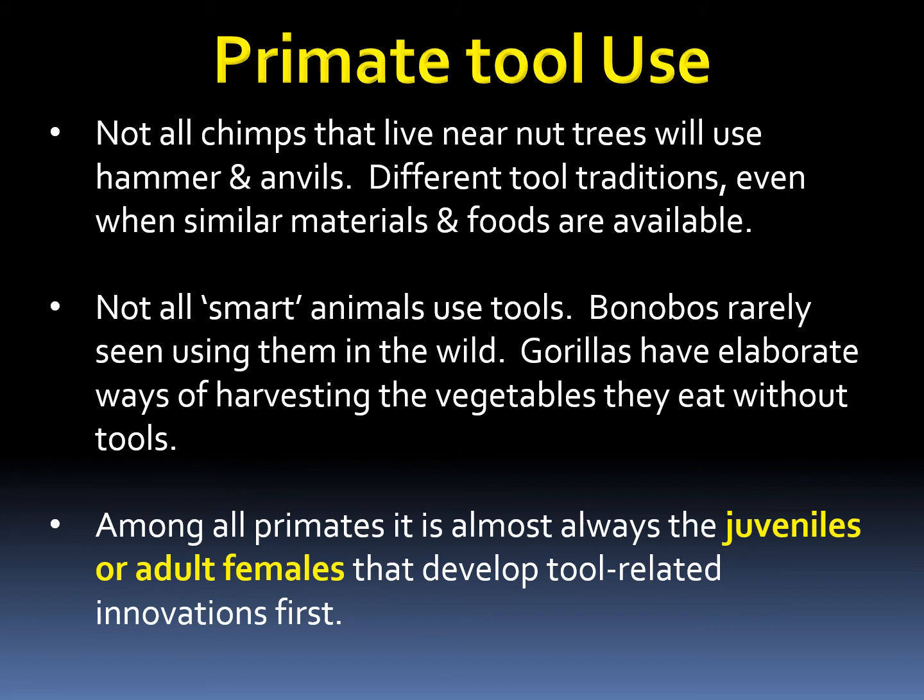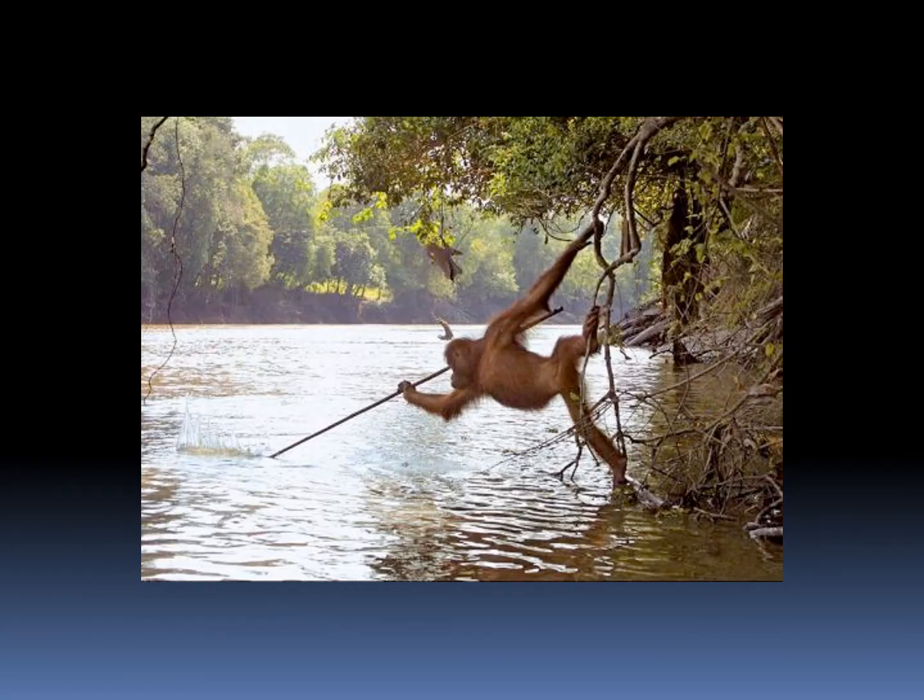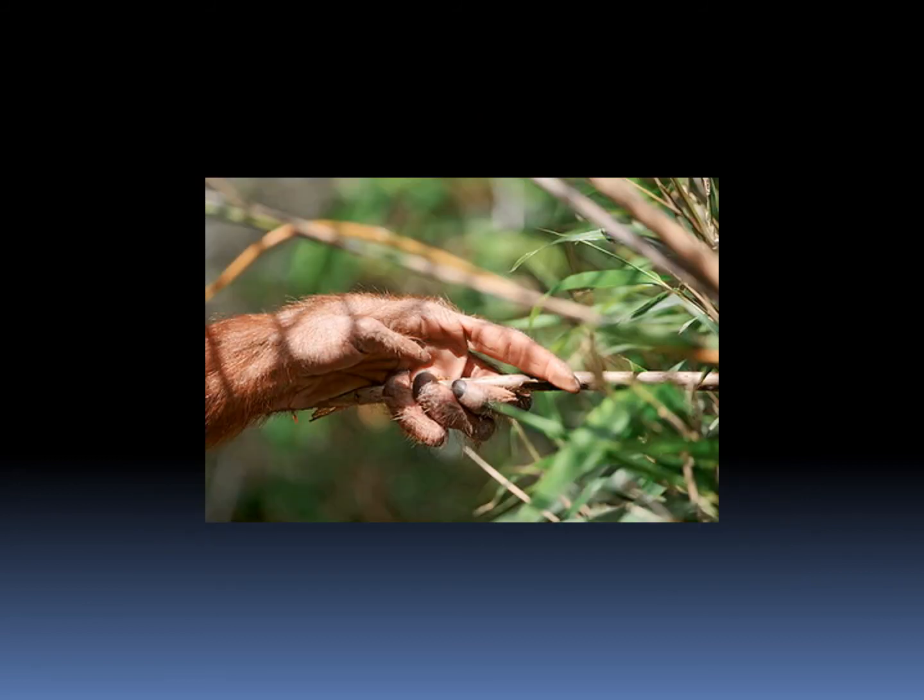Among all primates, it is almost always the juveniles or adult females that develop tool-related innovations first. And just to give you an example, here's an orangutan using a spear for fishing, right? And this is actually something that's pretty amazing. They use that precision and power grip that they have to grip onto the spear and go essentially spear fishing, right? This to me is one of the more amazing uses of tools I've seen amongst primates.